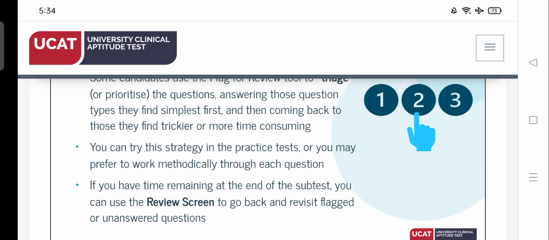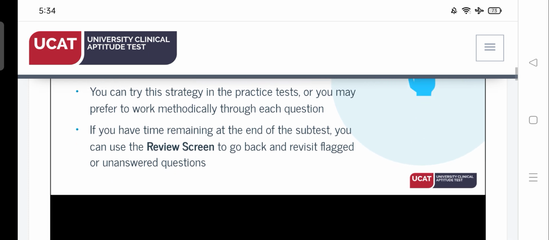If you have time remaining at the end of the subtest, you can use the review screen to go back and revisit flagged or unanswered questions. Okay, now you have completed all the questions that you know the answer to, that you find easier, but still there is time remaining. Then you can use the review screen and check the questions that you left for review or unanswered questions. Then you can recheck them or answer them if your time is still remaining.